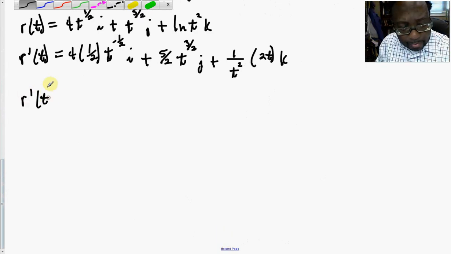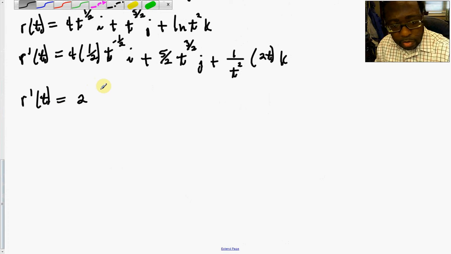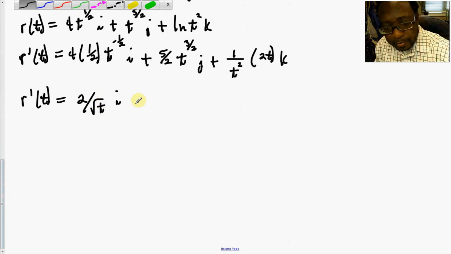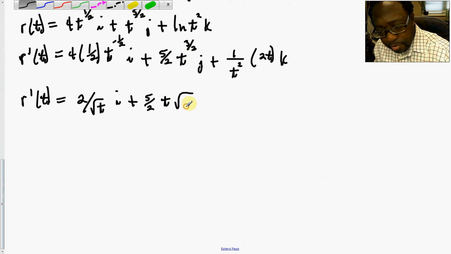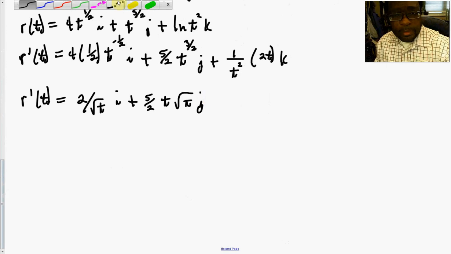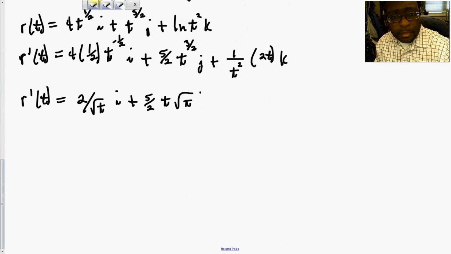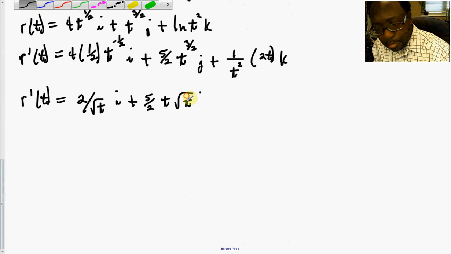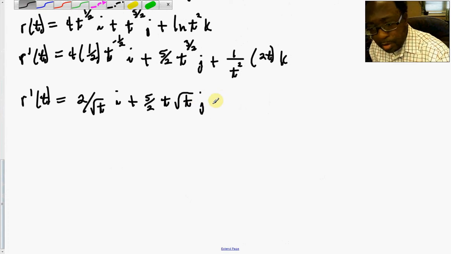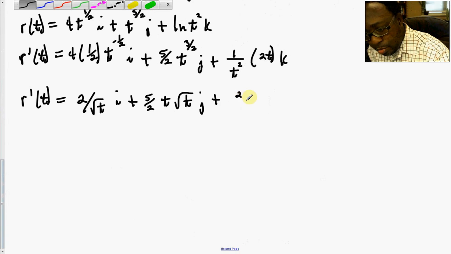Okay, all we have left now is to simplify. So r prime of t is equal to 2 over the square root of t, if you want to say it like that, i plus 5/2, the t to the 3/2 is t times the square root of t, j, and then plus 2 over t k.